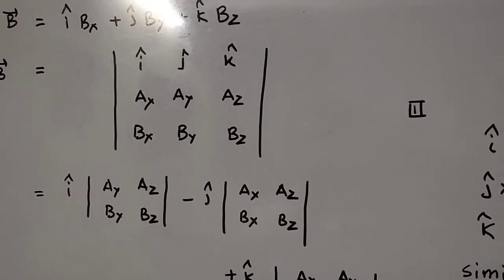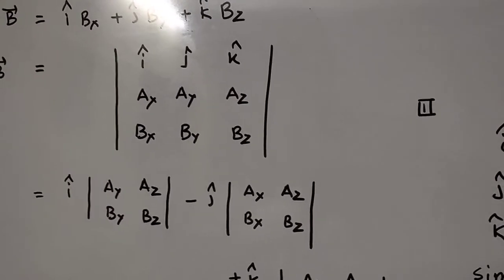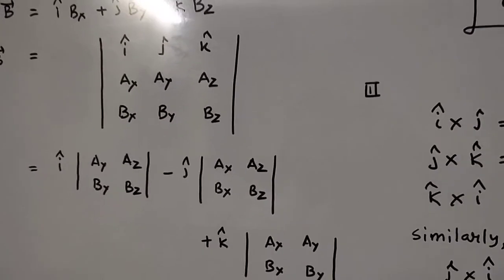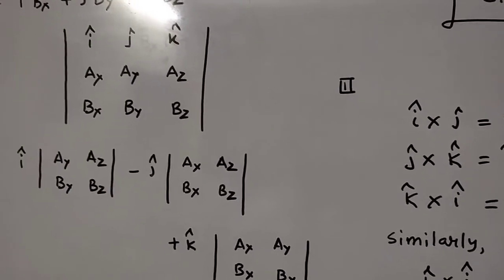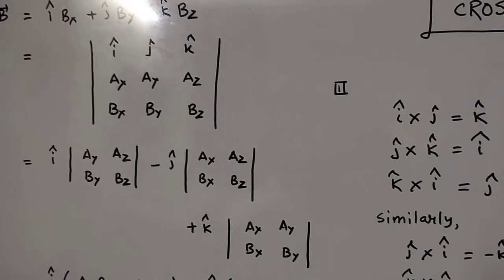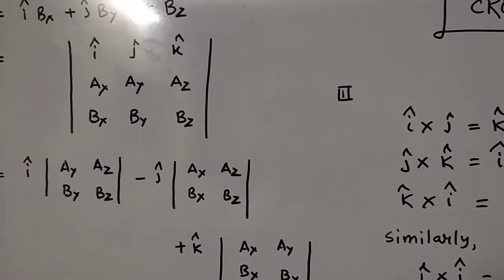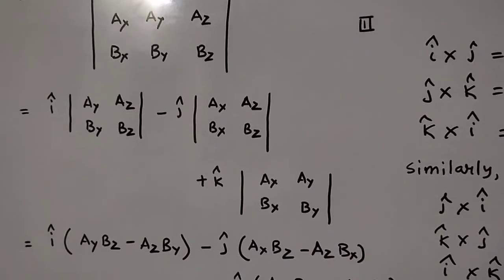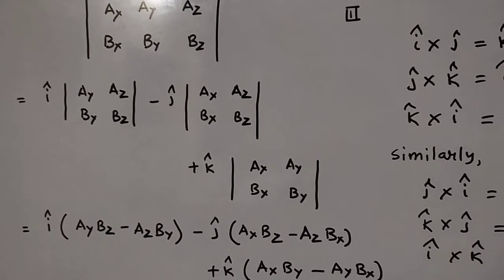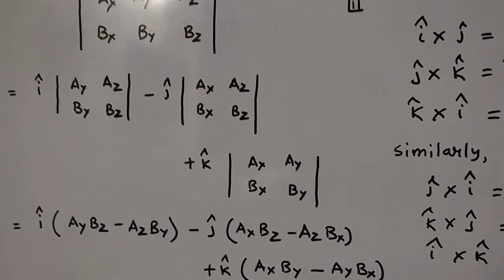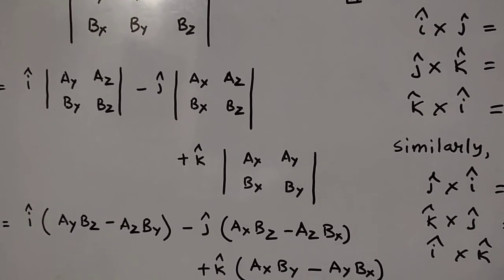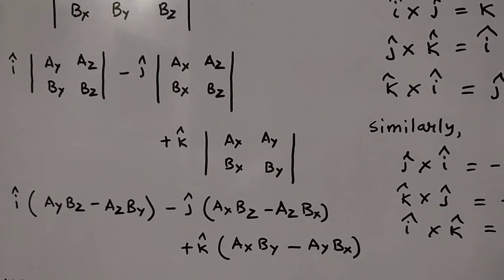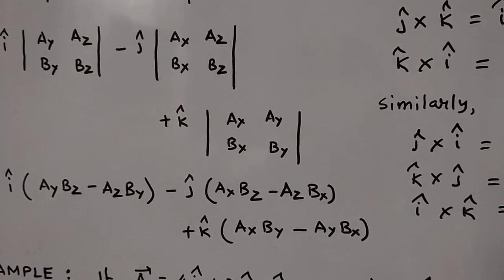Then we have to exclude the elements belonging to the first row and second column. So what is left? ax, bx, az, bz. And later on you have to consider again plus, minus, plus: plus k cap, and you have to exclude the elements belonging to the first row and third column. So what is left? ax, ay, bx, by. So i cap, you have to cross: ay bz minus az by, minus j cap, ax bz minus az bx, and then k cap, ax by minus ay bx.